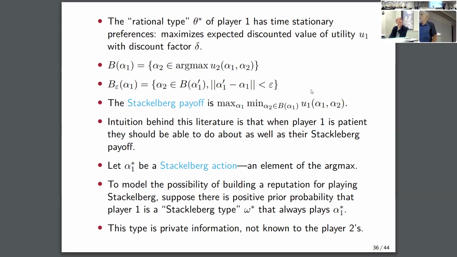The intuition behind the reputation literature is that if player one is patient and there's some prior probability that they're the Stackelberg type, they should be able to get the payoff of being the Stackelberg type.